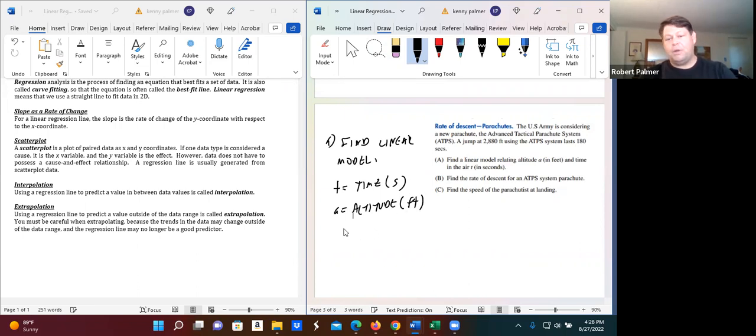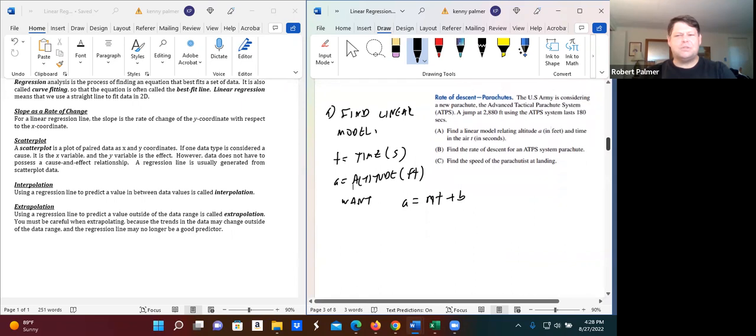Okay, so we want something, once again, linear. It looks like this: A is equal to m t plus b. Once again, this is the slope, and this is the y-intercept. What's different this time is we're not actually given the slope right away.